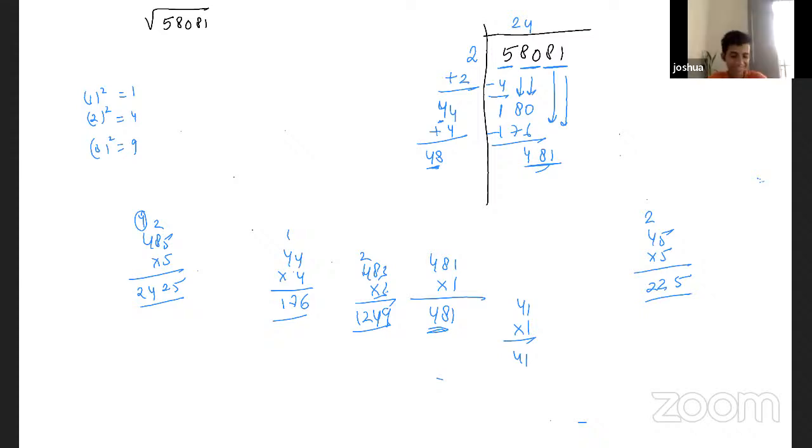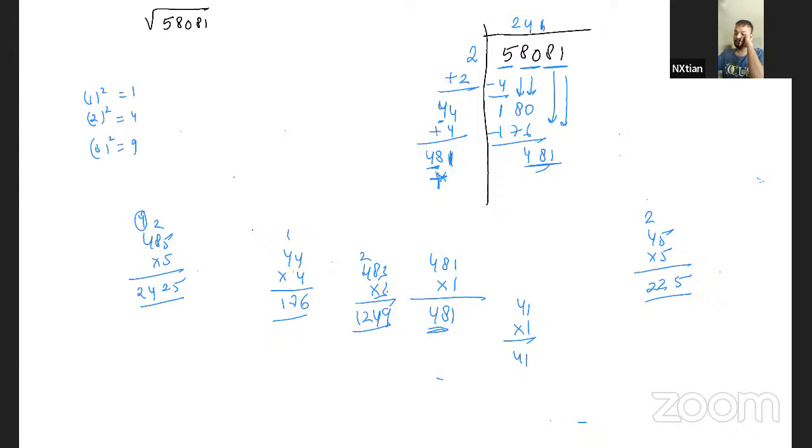Understood? So 481 multiplied by 1, and then you have to subtract the 481 from this. It will become 482. And the same 481 you are getting, it will become 0. So this is the answer, 241.